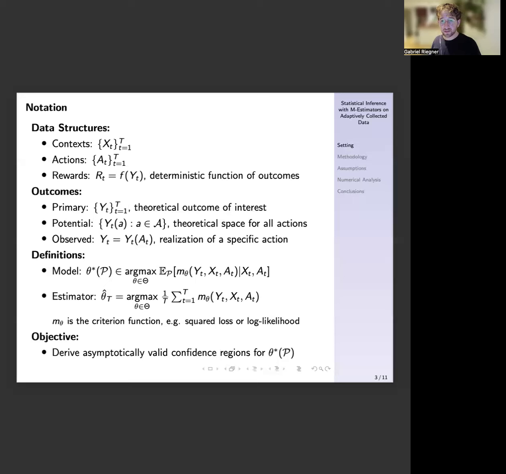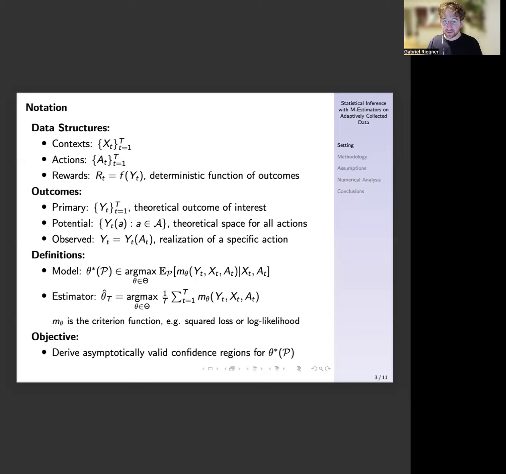Okay, so before we go further, let's define the key notation that's used throughout the paper. They define multiple data structures. The first is contexts, which provide information about the current state of the system at each time step. Actions are the choices made by the bandit algorithm at each time step. And rewards are a deterministic function of the outcomes. So these structures define a general class of adaptive methods.